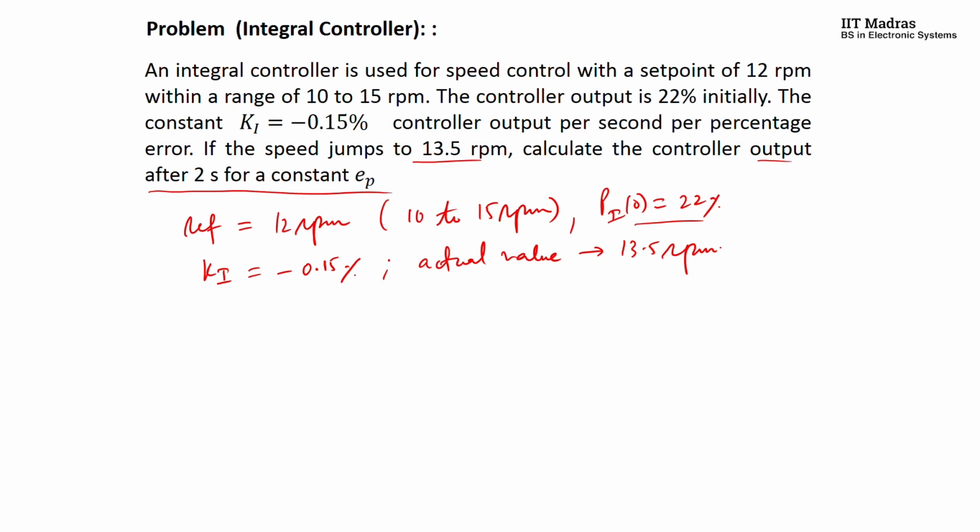So first, let's check the error. Let's check the absolute value of the error. So the error is the set value minus the actual value, 12 minus 13.5, which is minus 1.5 rpm.